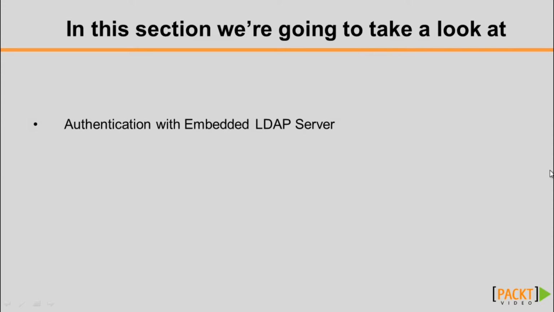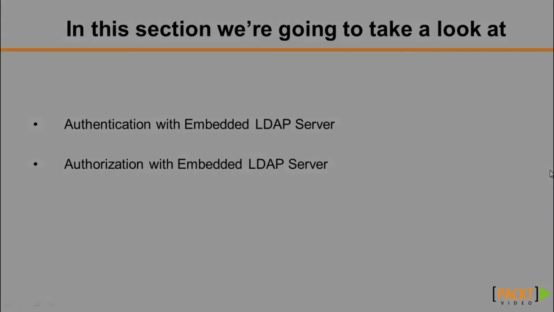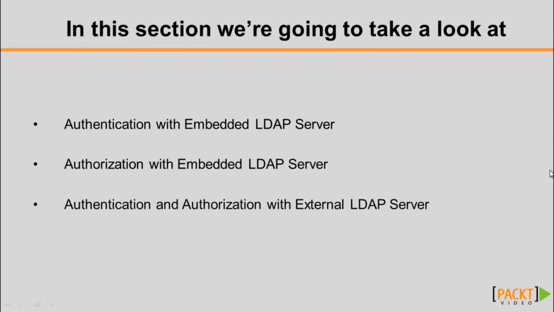We will start by defining an embedded LDAP server to authenticate against. We will then map the Spring Security authorities to the LDAP structure so that we can perform authorization. And we will finally do both authentication and authorization against an external, production-ready LDAP server.